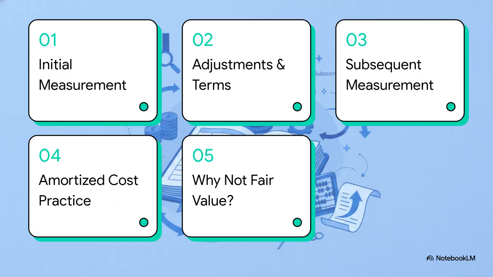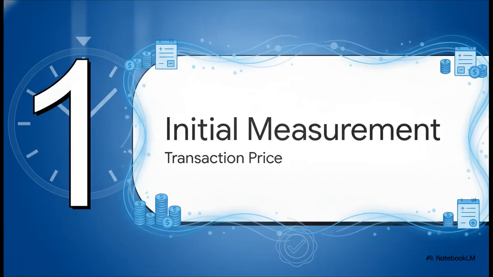Here's our roadmap for this section. We'll start with initial measurement and transaction price, look at adjustments for complex terms, dive into subsequent measurement with amortized cost, see amortized cost in practice, and finally ask the big question, why not fair value? Let's just dive right into it with initial measurement, transaction price.